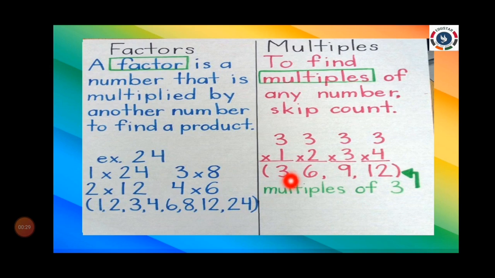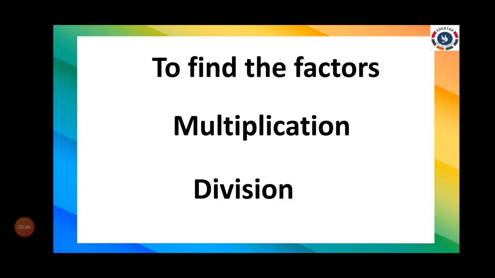So it looks like skip counting. 3 plus 3 is 6, 6 plus 3 is 9, 9 plus 3 is 12, like that it goes on. These are the multiples of 3. We can find the factors by using two methods, one the multiplication method, another the division method.